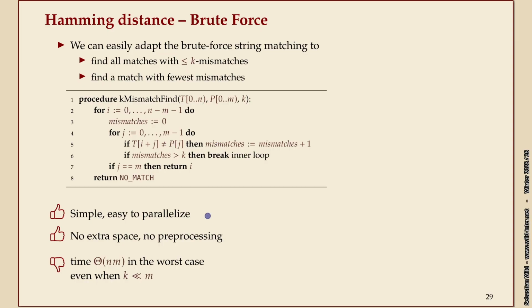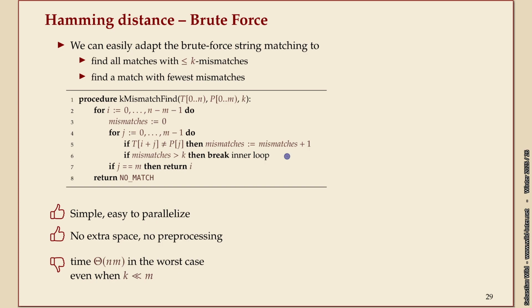It could also easily be parallelized, as it has a few good properties. It doesn't need extra space, but we're still in the same theta class as for the alignment-based methods. And I claimed that it's too slow, so it still is too slow. In particular, it doesn't even depend on this parameter k. Now, we'll see soon algorithms that involve k.